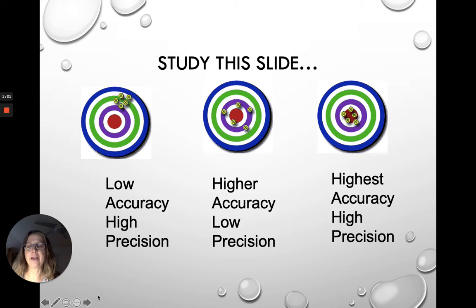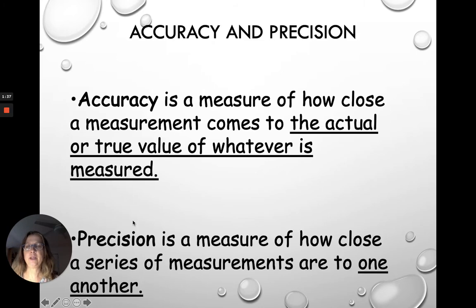So let's define accuracy and precision based on this understanding. They're not interchangeable. Here are the definitions that you will likely want to write down. Accuracy is a measure of how close a measurement comes to the actual or true value of whatever is measured. Precision is a measure of how close a series of measurements are to one another. So accuracy is how close you come to the bullseye. Precision is saying a little bit about your repeatability. It's a measure of how close a series, notice a series, of measurements are to one another.